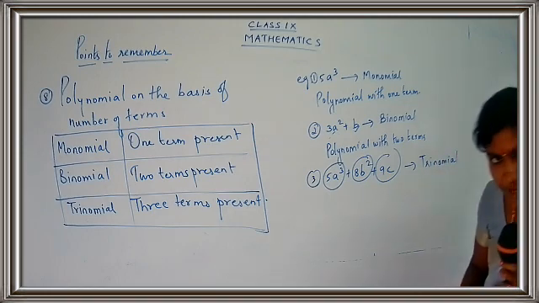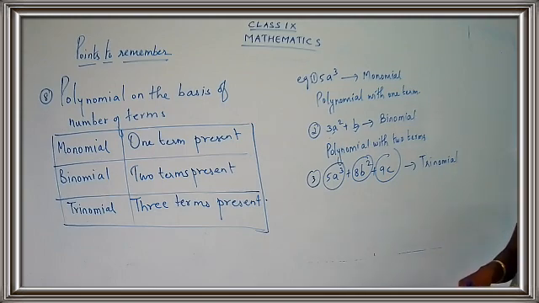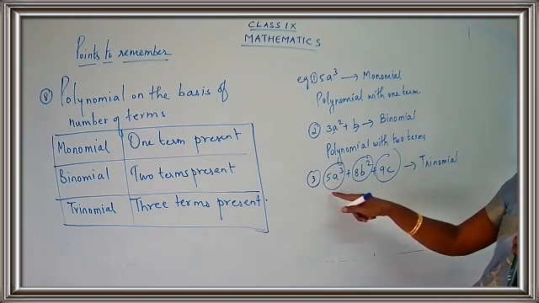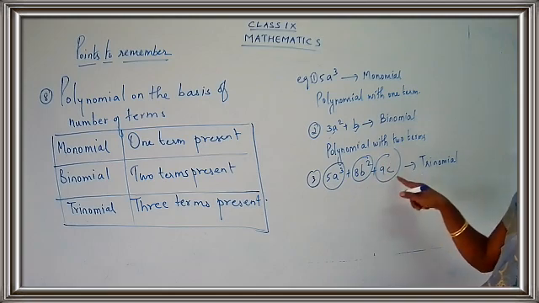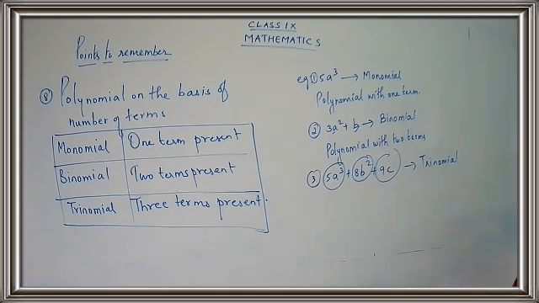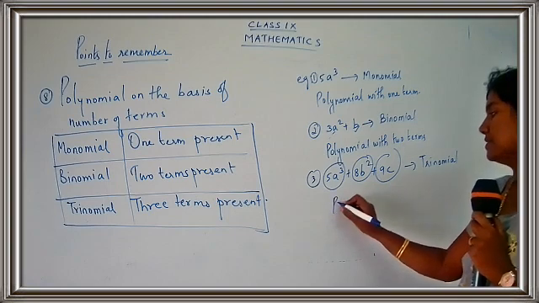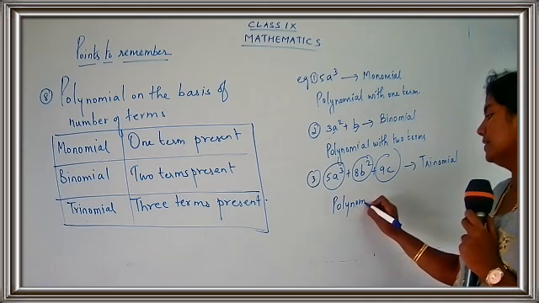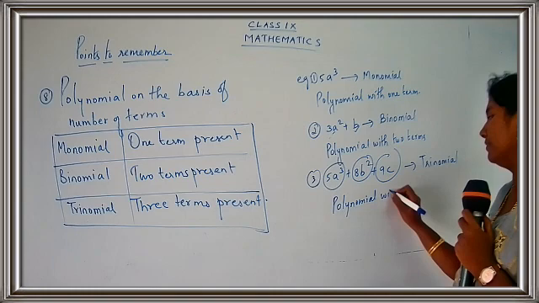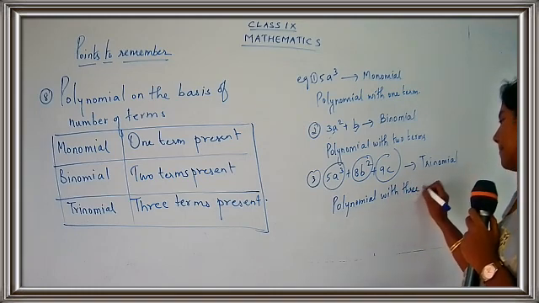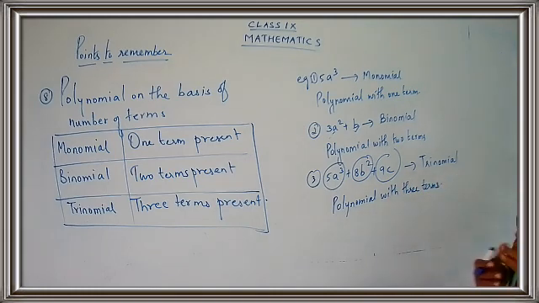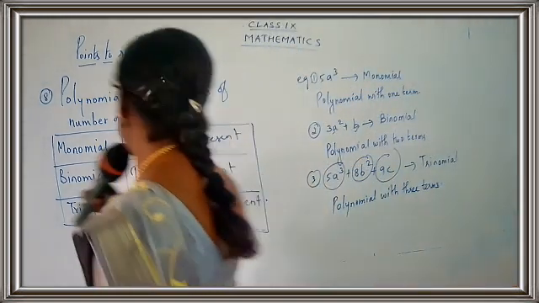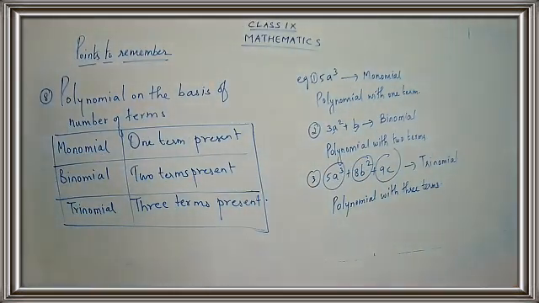Why is it a trinomial? Because it is a polynomial with three terms. How many terms are there? One term, two terms, and three terms. What is the first term? 5a cube. What is the second term? 8b square. And the third term? 9c. So just mention here, this is a polynomial with three terms. Where you have three terms, you have to call it a trinomial.